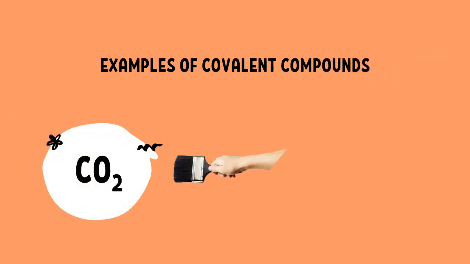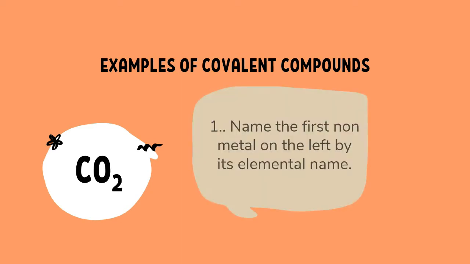So we have an example of a compound which is a covalent compound because it is composed of two nonmetals. We have carbon and oxygen, and both of them are nonmetals. Now how are we going to name this compound? Let's have the first rule. The first rule is you have to name the first nonmetal on the left by its elemental name. So you have to copy the name of this first element on the periodic table.